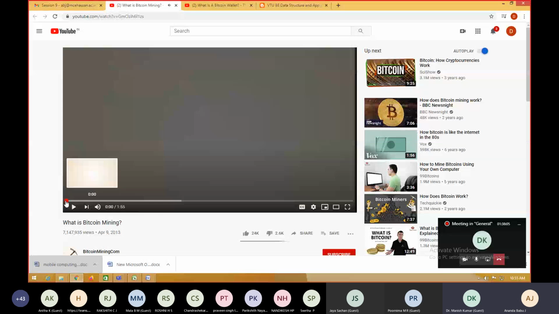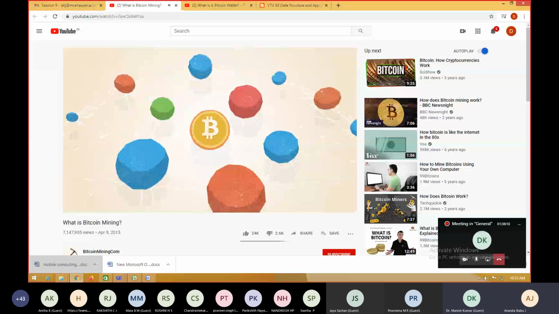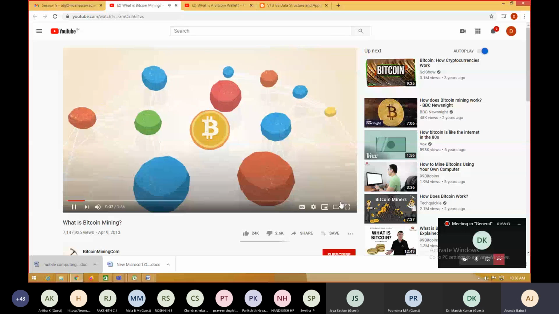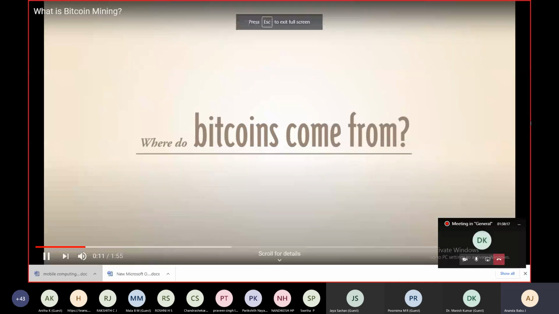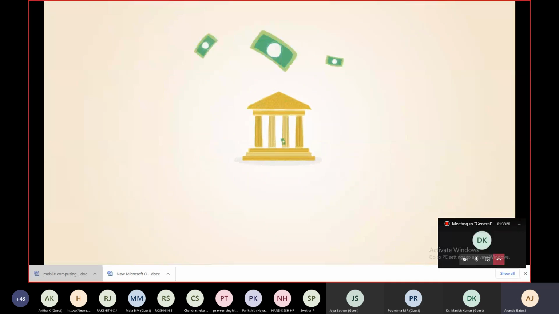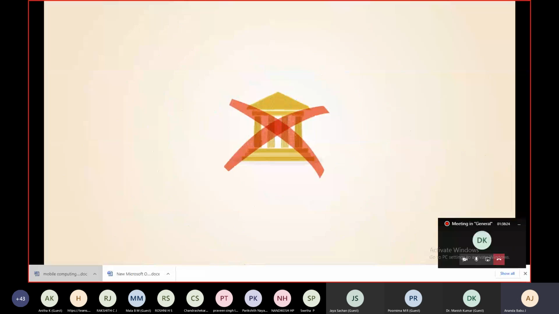What is Bitcoin mining? Bitcoin operates as peer-to-peer. Where do Bitcoins come from? With paper money, a government decides when to print and distribute money. Bitcoin doesn't have a central government.